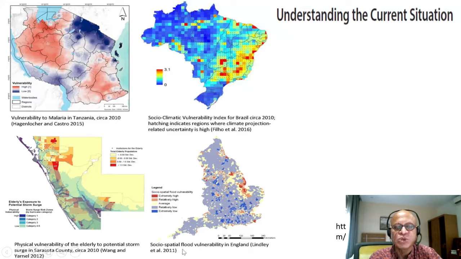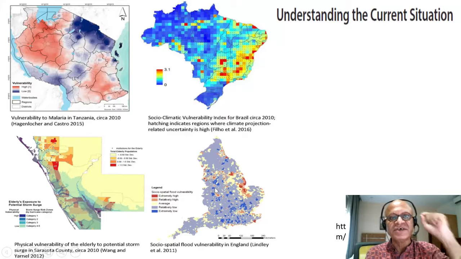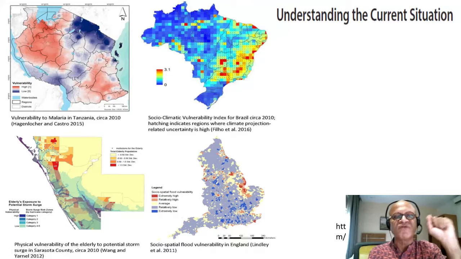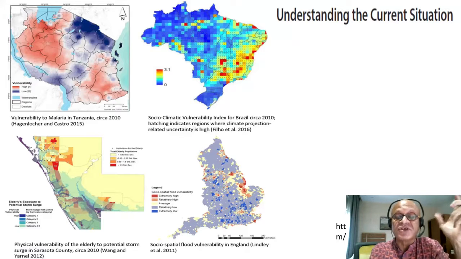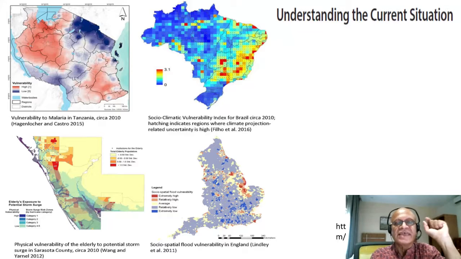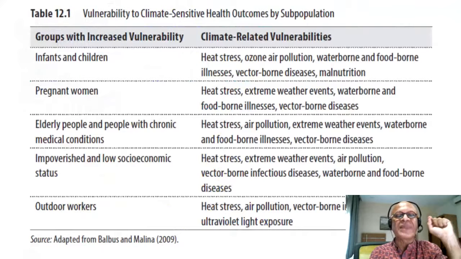Finally, this is socio-spatial flood vulnerability in England. So this is socio-spatial flood vulnerability with extremely high to extremely low, and again you can see the scales at which these are mapped. So the spatial scales which we have seen before at city level, for example, in terms of projecting vulnerability to heat waves, these are critical. Only then you can come up with effective plans, right?